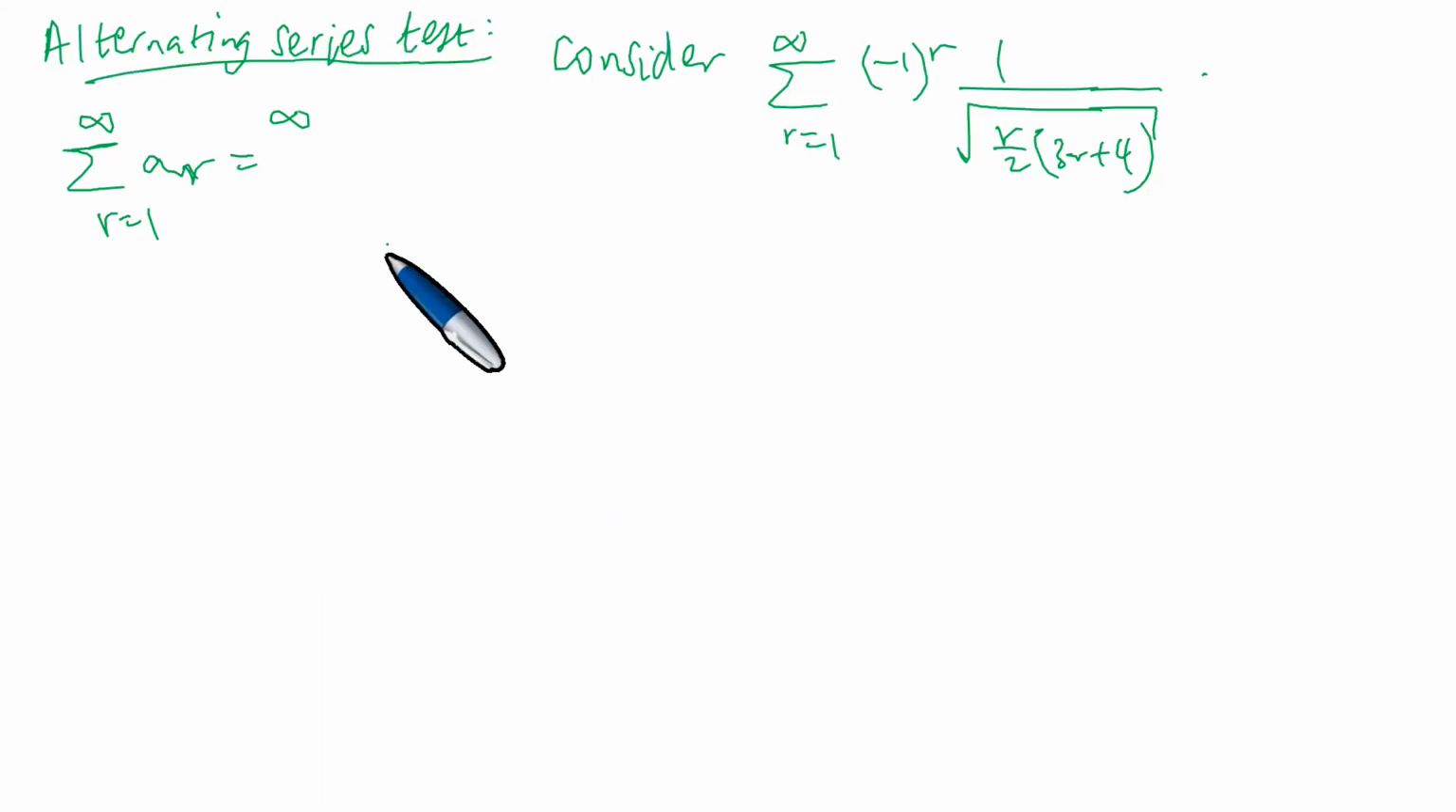Right, so we have this one. So we extract this. Alternating series test says that if you have this here, we can write this.